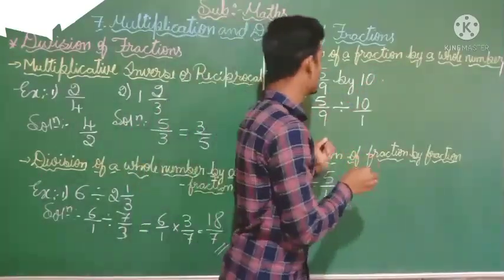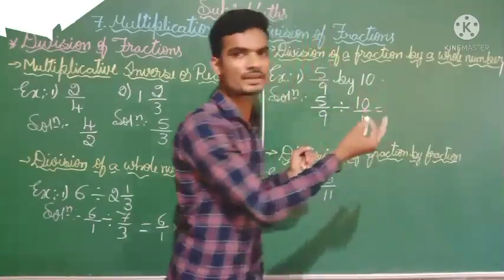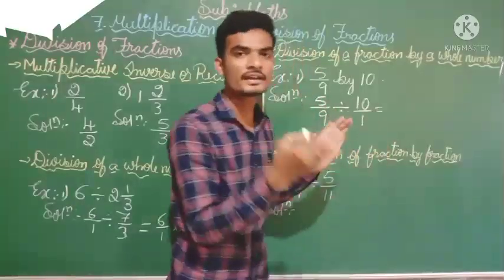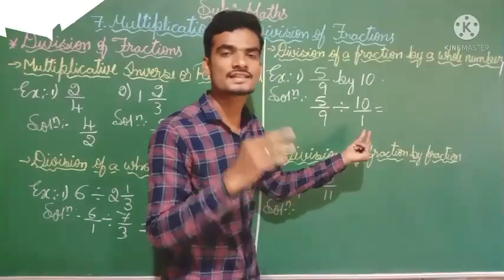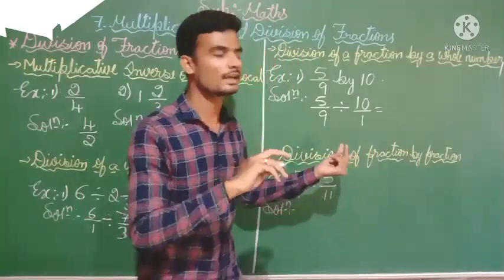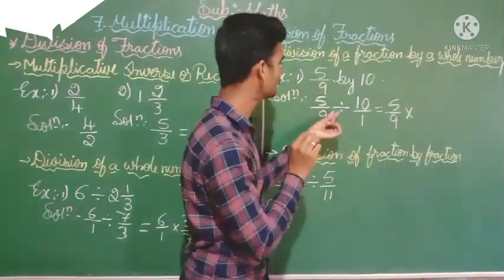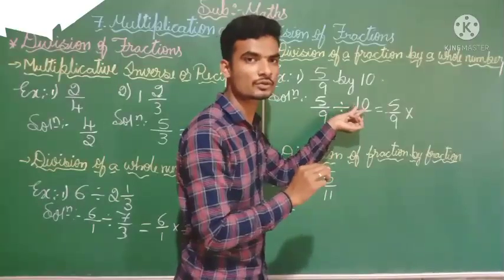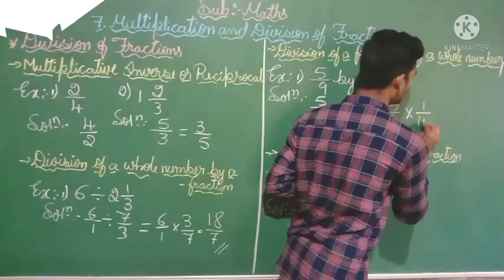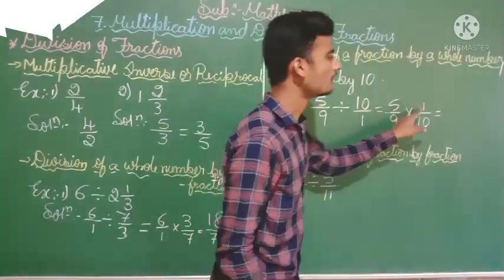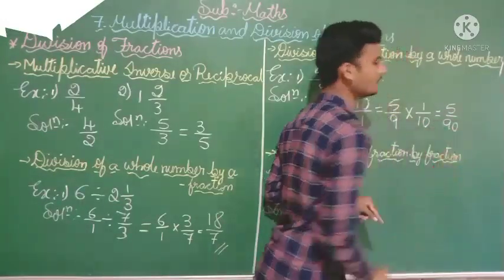Next, we want to change the operation. So to change the operation, which number will get a reciprocal, the first fraction or the second fraction? Yes, very good. The second fraction will get a reciprocal. 5 by 9 into 10 by 1. What is the reciprocal of 10 by 1? That is 1 by 10. Now 5 ones are 5, then 9 tens are 90.